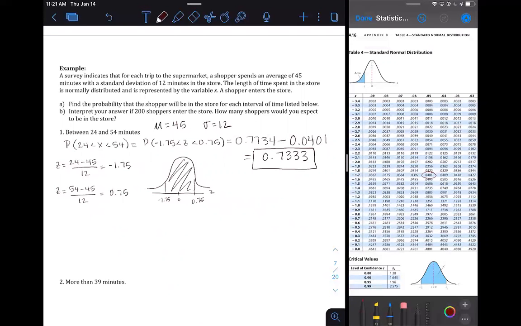Okay, part B, it asks us if there are 200 shoppers, approximately how many would that include? So we're just simply going to take 200 times that percent, which would be approximately 147 shoppers. Questions?